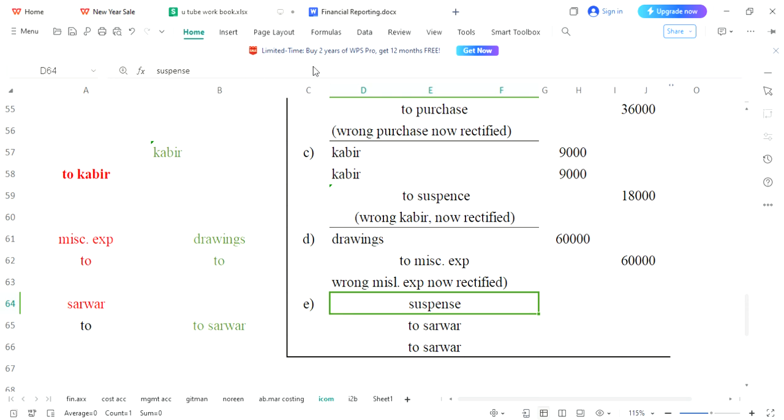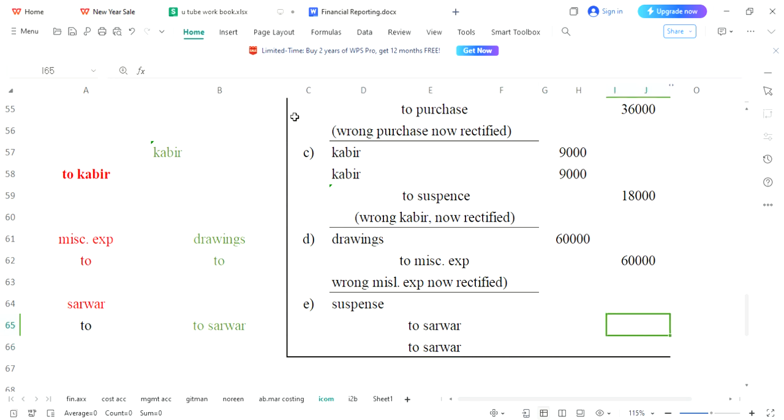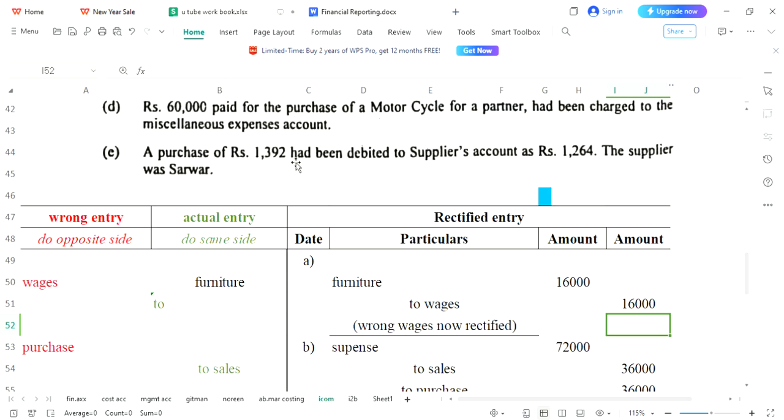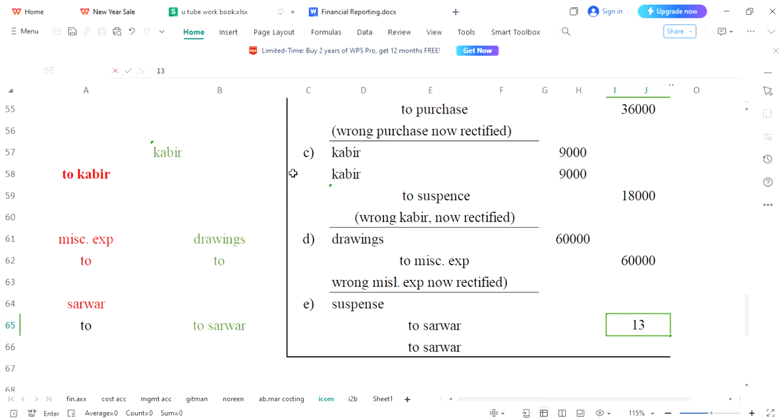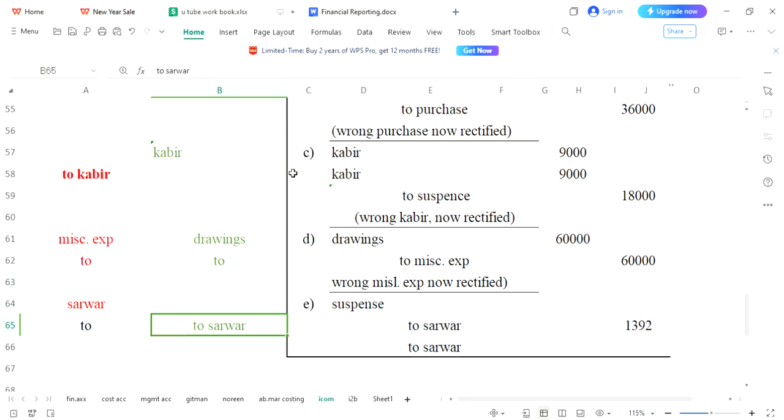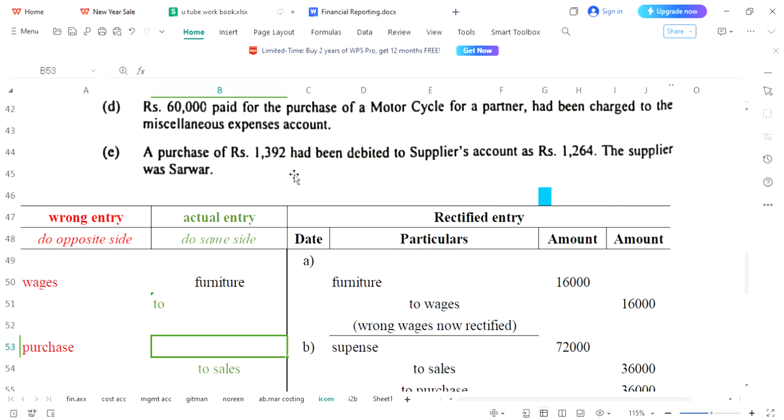So guys, in this way our last entry has also been completed. You may write Server only once and write double amount, or you may write Server two times. Let's see how much amount was. 1392 actual amount. 1392. Okay, there is a very interesting thing over here. Actual amount was 1392, but by mistake we have debited Server's account by 1264.